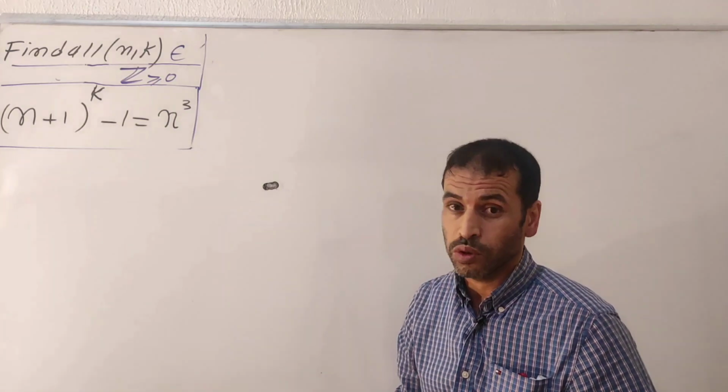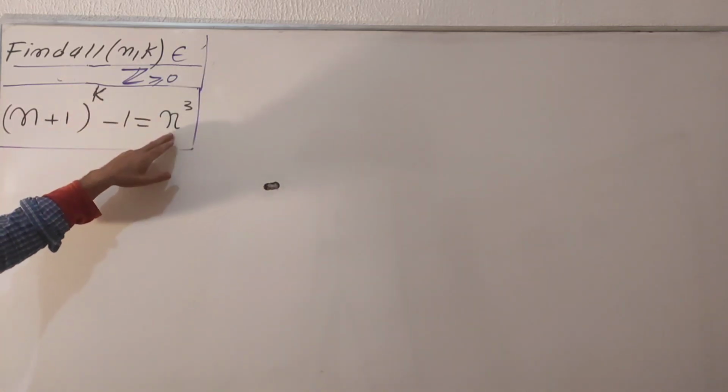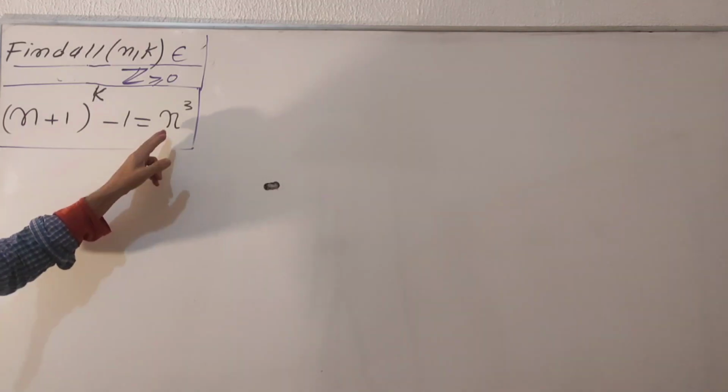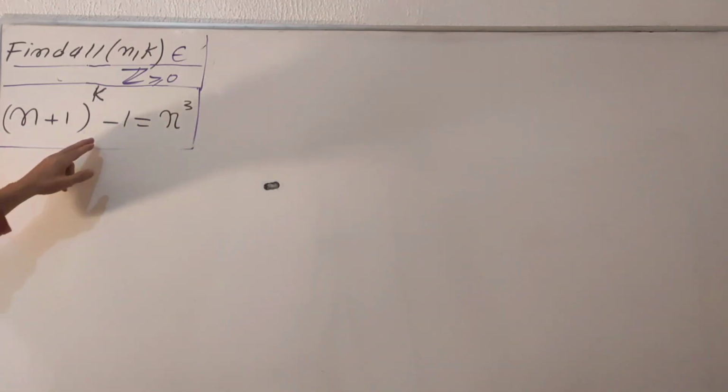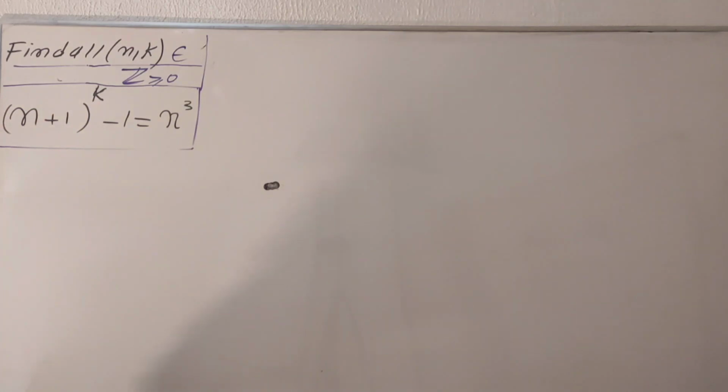So let's jump into this one to see what's given to us. In order to solve this equation, we are going to determine the parity of n and k. Before we know the parity of k, we must know the parity of n first. Before we proceed with the parity, we must check the obvious cases first.